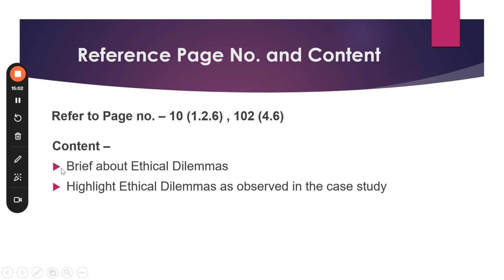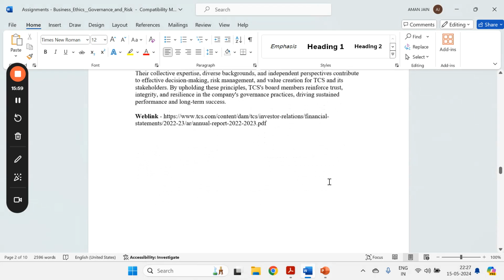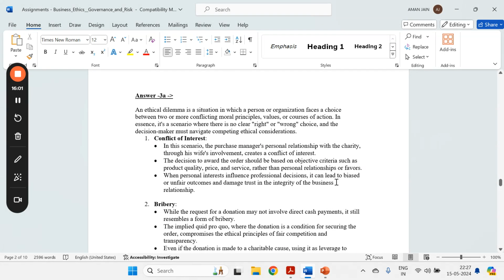Now, what you need to write in this question, in this answer: brief about the ethical dilemma, highlight the ethical dilemmas as observed in the case study. So I'm quickly referring to this answer. Firstly, I'm mentioning what the ethical dilemma talks about: that nothing is right or wrong, it's a mid situation, right? It's a decision making, right? Then second, what are the different ethical dilemmas?